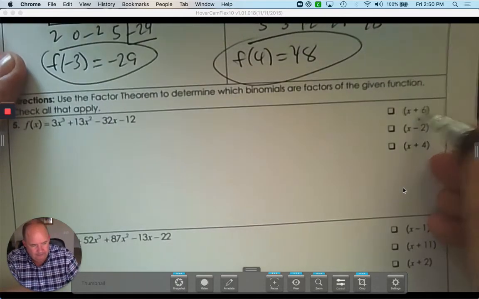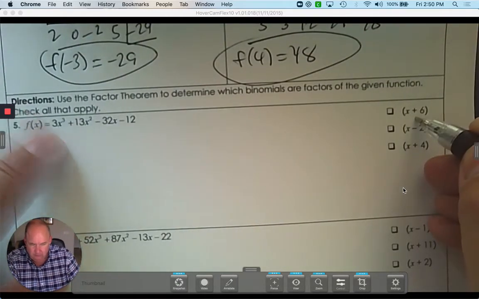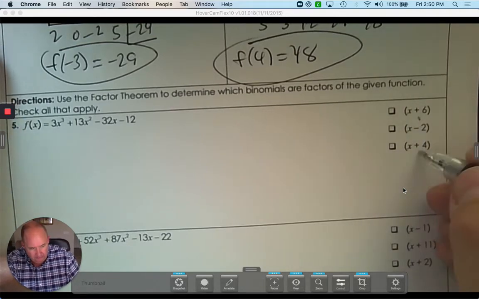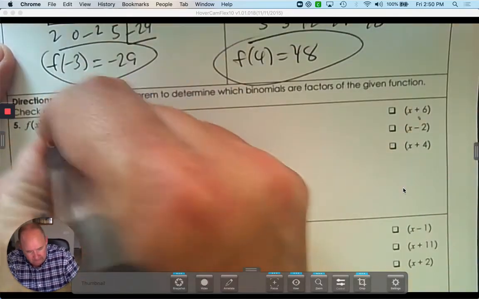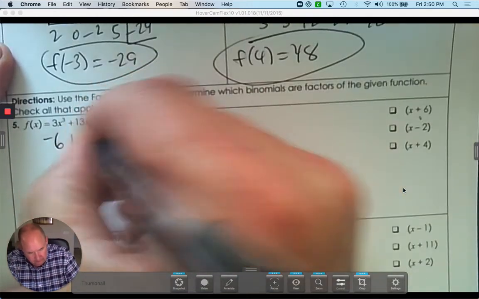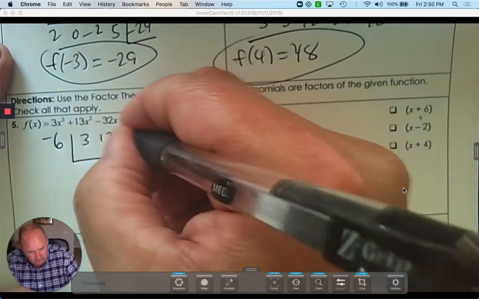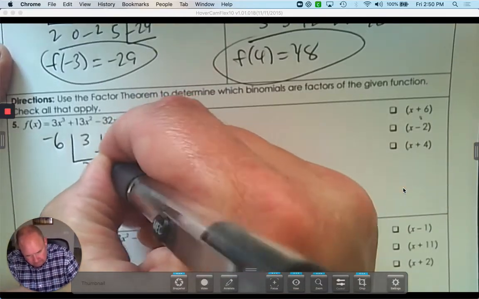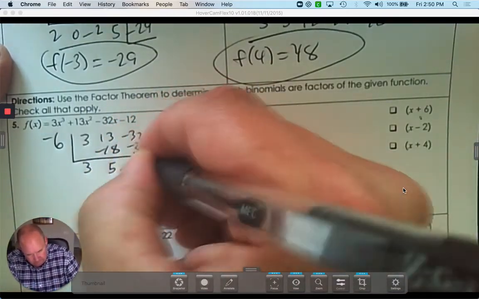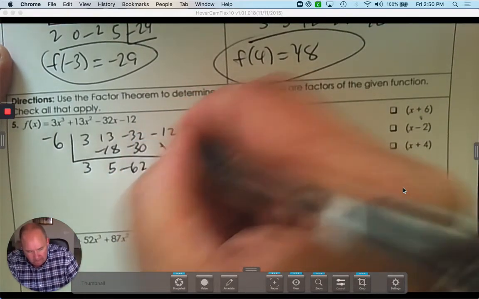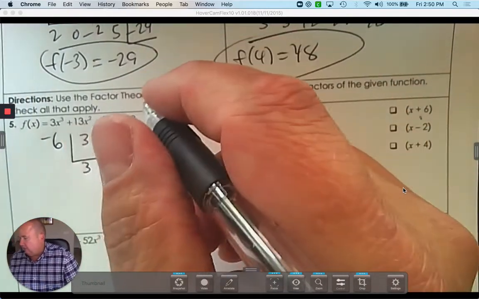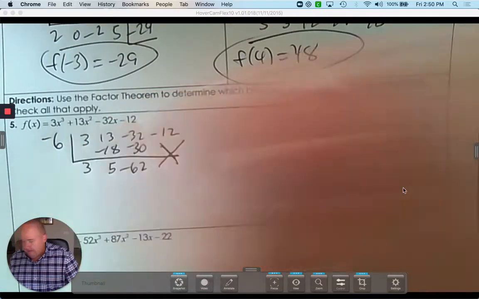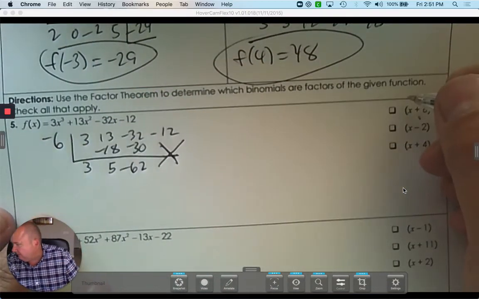How do you know if something is a factor? It's when you do synthetic substitution and the remainder is 0. So are any of these factors? So let's go one at a time. So negative 6, 3, 13, negative 32, negative 12. So no, I can already tell that's a no. Make sure. See, once the numbers get so large, I know it's not going to equal 0. Then I don't bother with it.